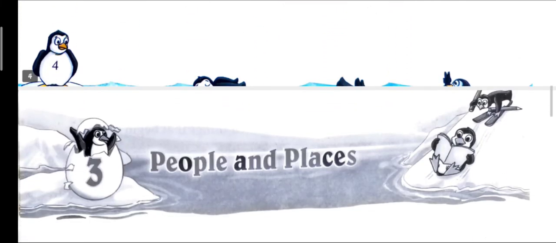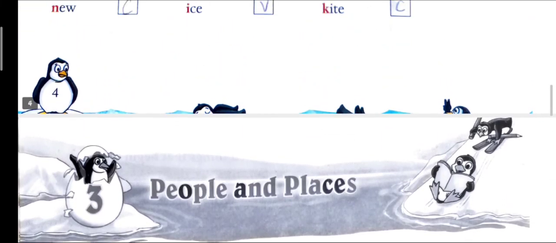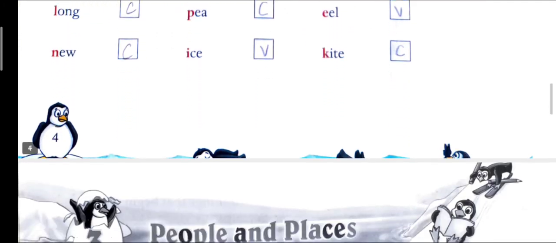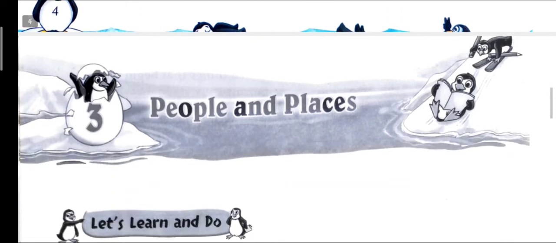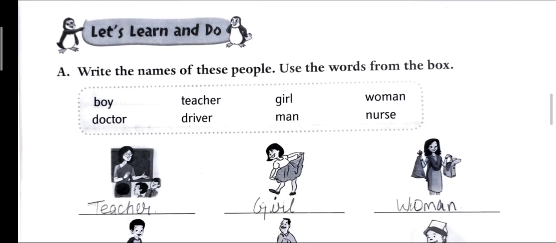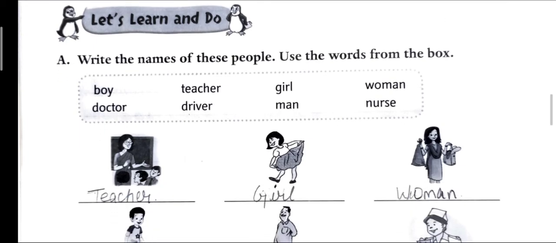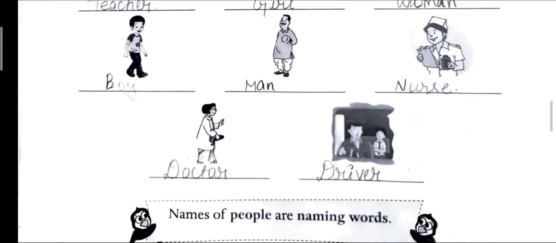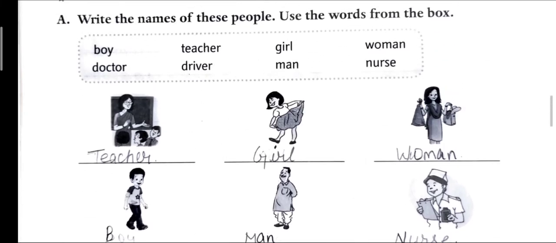Now our next chapter, this work will be done by you only. This is your work, you will do it yourself. Our next chapter is people and places. So write the name of these people, use the words from the box. So here is the definition given. Names of people are naming words. Okay, the names of people, places, animals and things are called naming words.